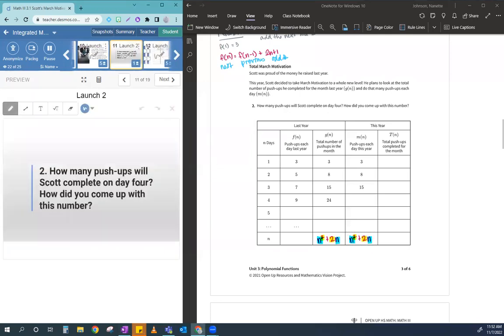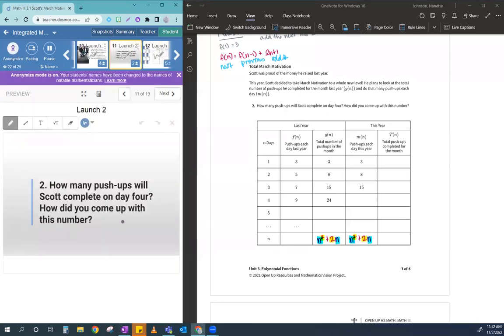And then this is the next slide, right? How many push-ups will Scott complete on day 4? And how did you come up with that number? And I know I saw a couple of you, and we're not talking about last year, we're talking about this year. And so clearly here, this is going to be 24, right? That's not anything new, right? So that's going to be 24.